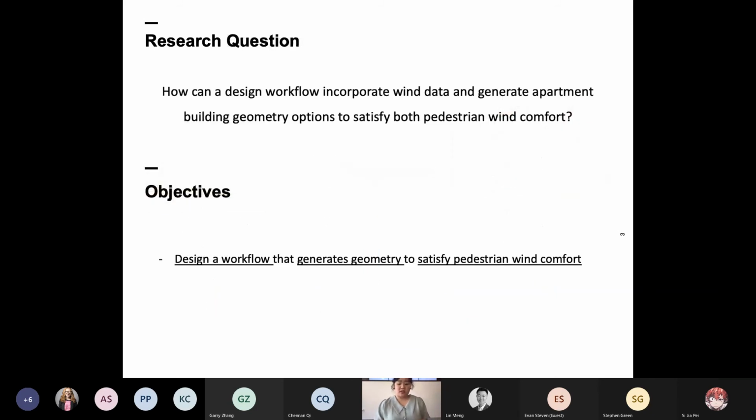So the research question for this project is: how can a design workflow incorporate the wind data and generate apartment building geometry options to satisfy pedestrian wind comfort? Through this, the objective was to create a workflow that, one, analyzes the wind condition in the envelope, two, generates a building geometry, and three, the building geometry needs to aim to satisfy pedestrian wind comfort as well as allow appropriate airflow through the urban environment.